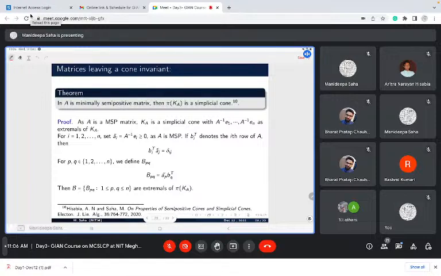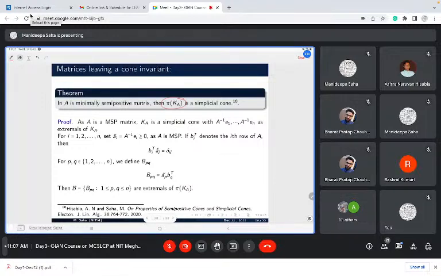Okay, since I'm talking about pi K, let us see some special cases, because we are mostly dealing with semi-positive matrices, and we are talking about a square matrix. If we start with a minimally semi-positive matrix A, then K_A, the semi-positive cone associated with the semi-positive matrix A, is a simplicial cone.